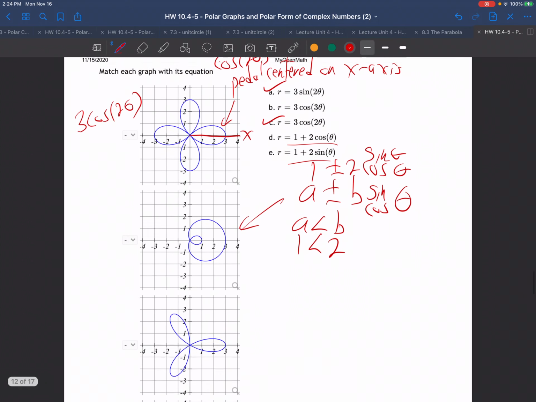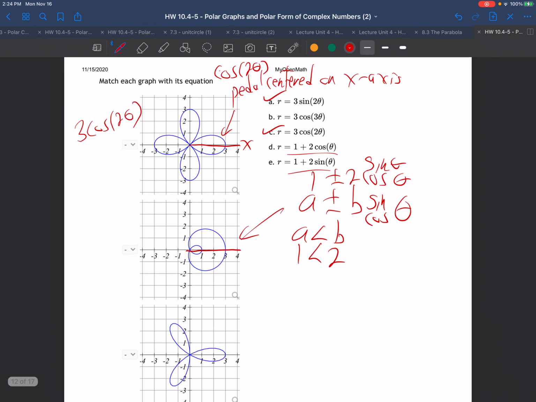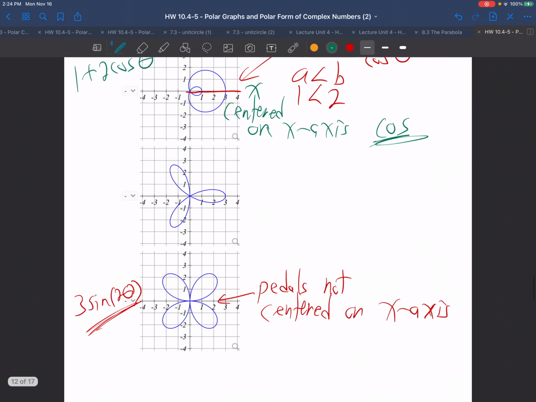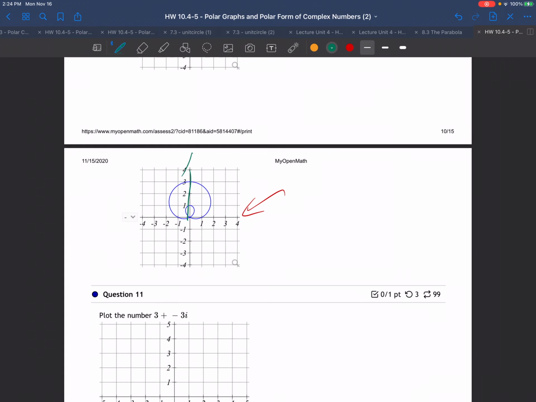Which is which then? Well, remember what we said about the x-axis? See right here, we have the x-axis. So this one is centered on the x-axis, so that means it's cosine. So this has got to be the 1 plus 2 cosine theta, check. And the other one, see this one right here, centered on the y-axis. So this is going to be the 1 plus 2 sine theta. That makes it sine whenever it's centered on the y-axis.